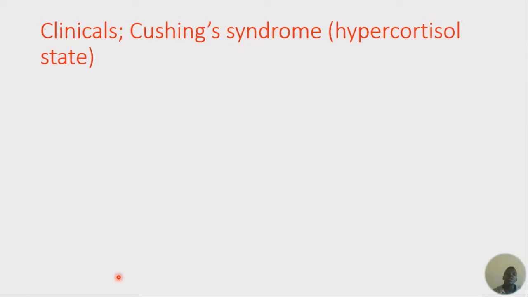Yes, that is it. So for the clinicals, I want to talk about Cushing syndrome, what we call the hypercortisol state, when you have a lot of cortisol in the body.